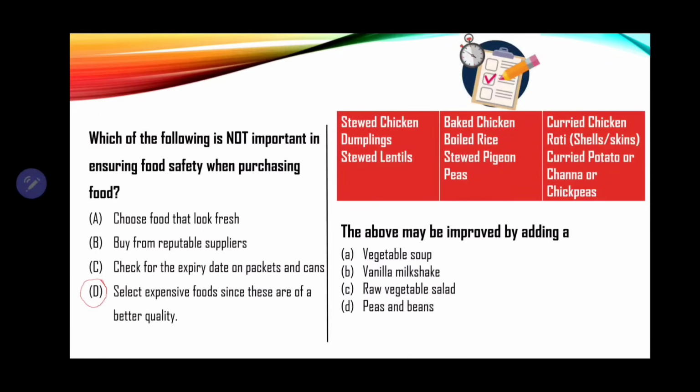Now, what you notice with these menus, they're all what? They are all part of the main meal, right? They have protein in it, there's carbohydrate. But if you notice, what is missing here, guys, is actually the raw vegetable salad, right? To make it complete. So if your selection was C, you are correct.